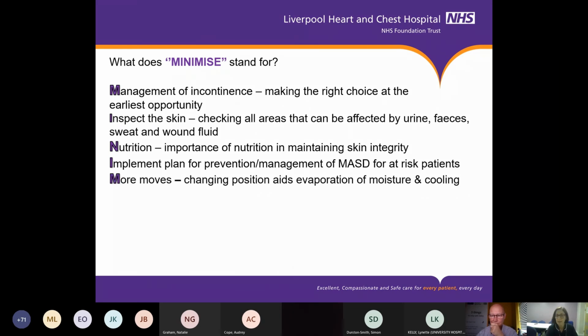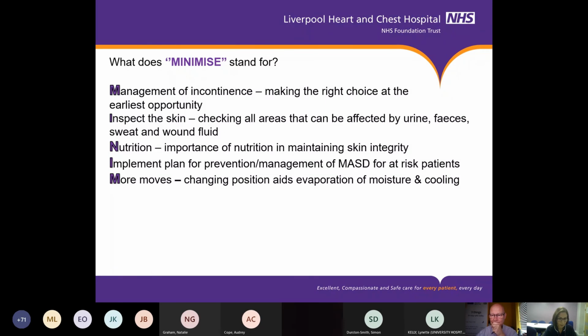More moves. So not only repositioning and changing the position is an essential part of every patient's pressure ulcer prevention, it also aids cooling and evaporation of moisture from the skin. Moisture becomes trapped in skin folds, particularly, so think of your patients who are less mobile, bed-bound, chair-bound. They're at quite high risk of developing MASD.